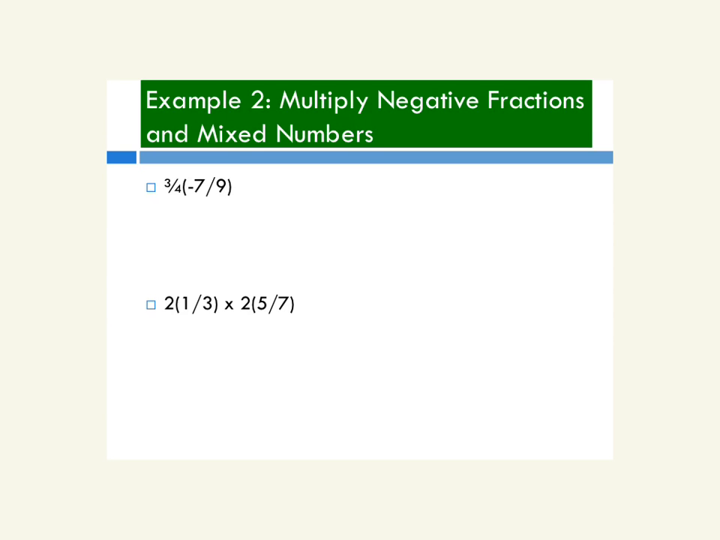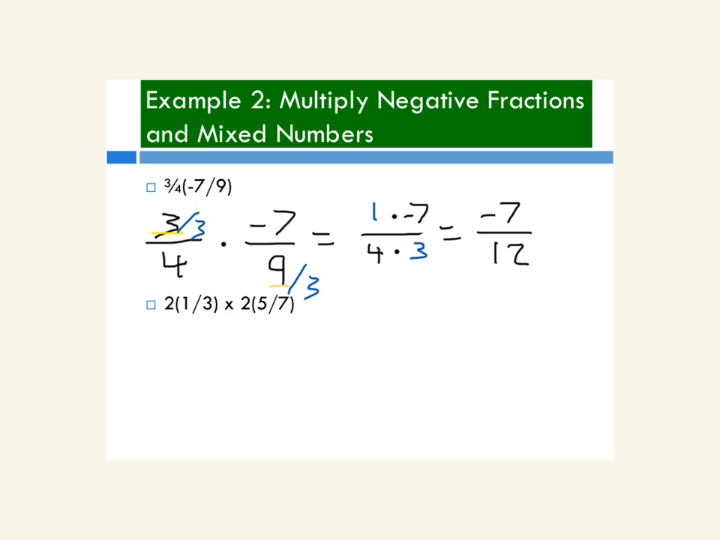In example 2, we're going to multiply negative fractions and mixed numbers. Again, the first thing I would do is rewrite it to make it more clear. Writing it out like this, right away I see a greatest common factor between 3 and 9, which is 3. I'm going to divide that numerator and denominator by 3 to make things a little bit simpler, because I don't like working with large numbers. I'm going to rewrite the fraction all over one line. Now I have, instead of 3 times negative 7, 1 times negative 7, over, instead of 4 times 9, 4 times 3. That's going to come to negative 7 over 12.